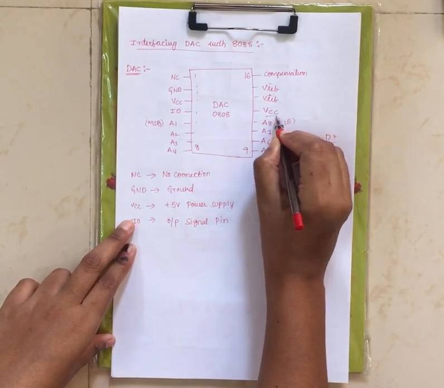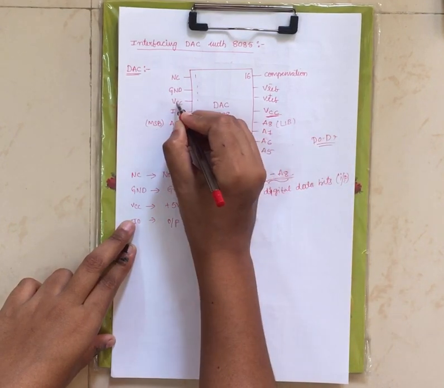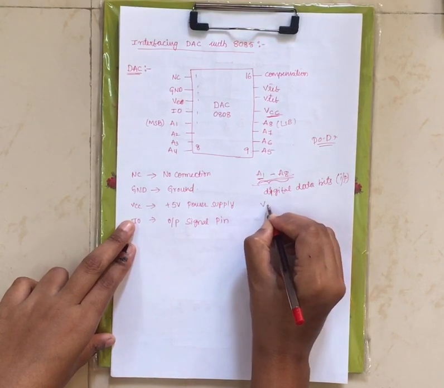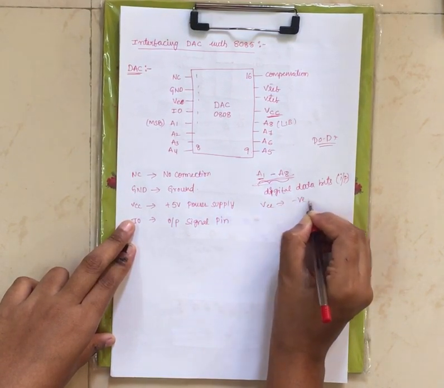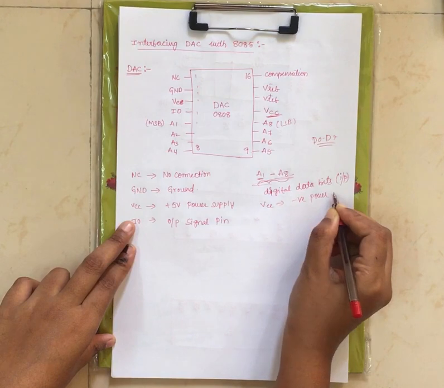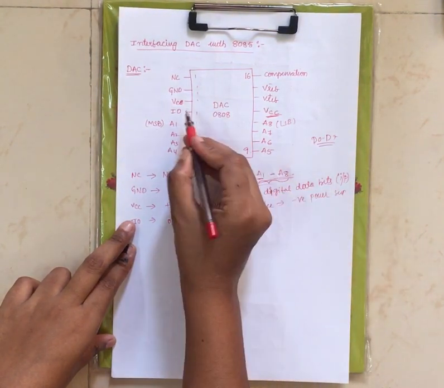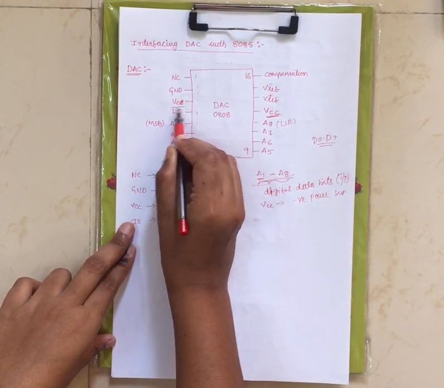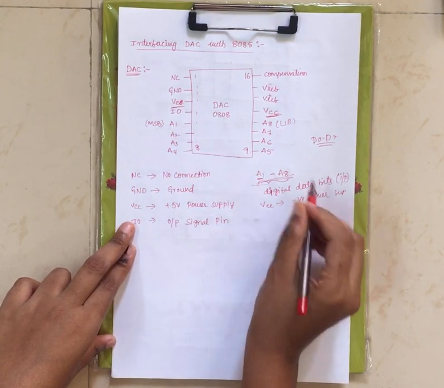And next we have VEE. The third pin is VEE, which is used for the negative power supply. Small correction: the third pin is VEE, and that is used for negative power supply.